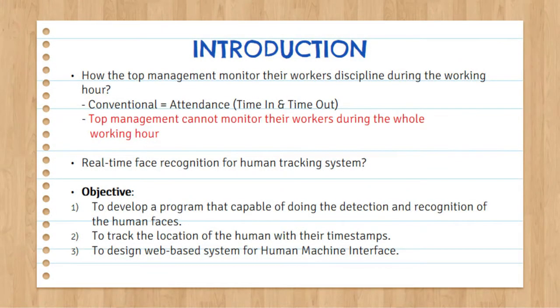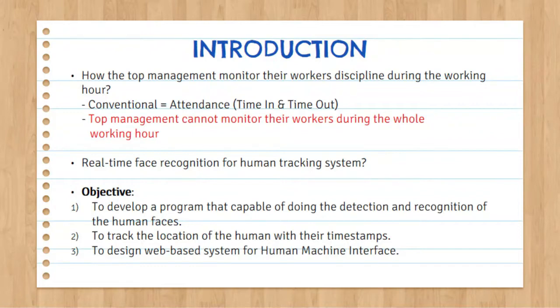One of the ways for top management to monitor the performance of the workers is through attendance. However, this system can only detect the time in and the time out of the workers, but not during the whole working hour. So, top management don't even know whether they are doing the task or not during the working hour. For example, from 8 AM to 5 PM, where are the workers at 10 AM? Either at the cubicle doing the task, or still at the cafe chatting with their friends?